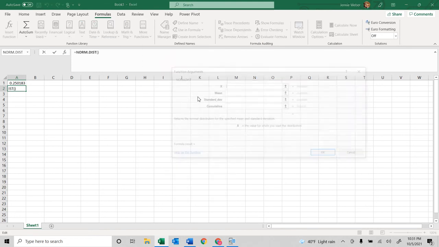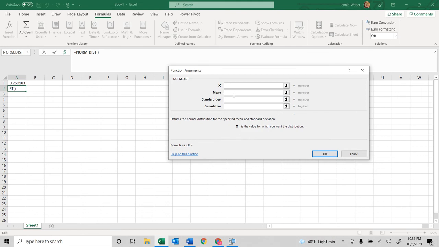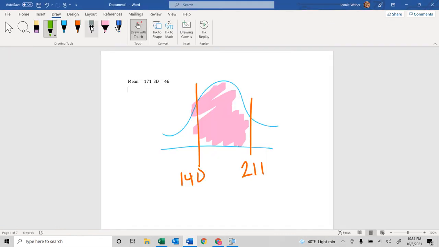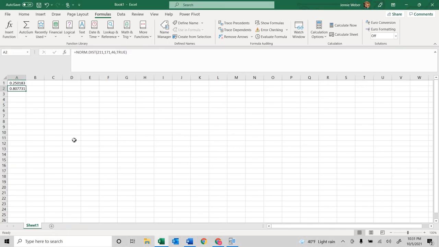Now this is what we've been doing the whole time, right? Because I'm doing 211, 171, 46, and true. So what I've done here, coming back to my picture, is I found this area and this area. Now by subtracting them, that'll give me the pink area. So I need to do A2 minus A1. So then here, 55.75, this is the area.